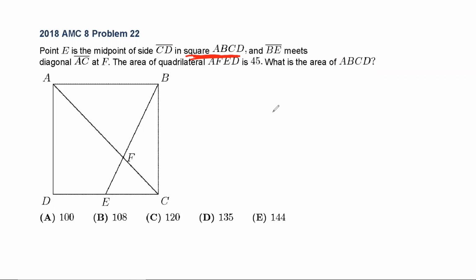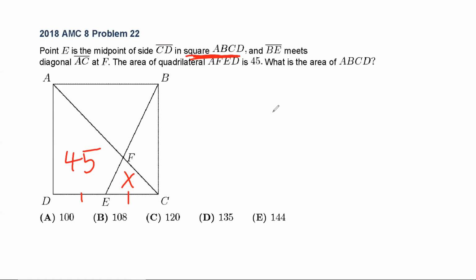Okay, so let's go ahead and get started. They tell us that AFED is 45, so this right here is 45, and E is the midpoint. The best thing to do in this problem is to say that the area of EFC we set to X, right?